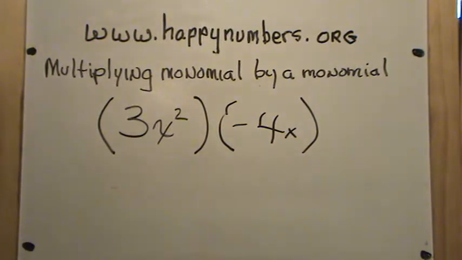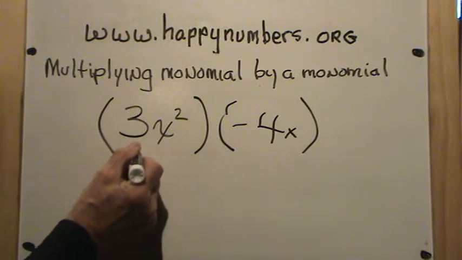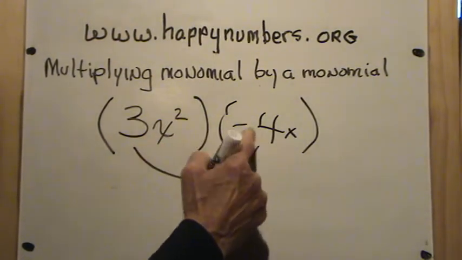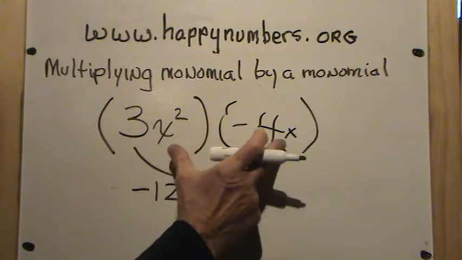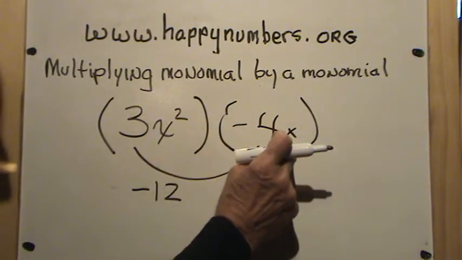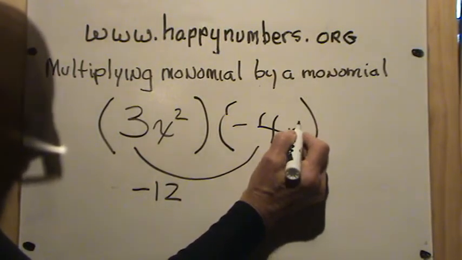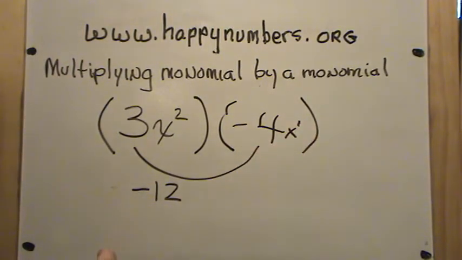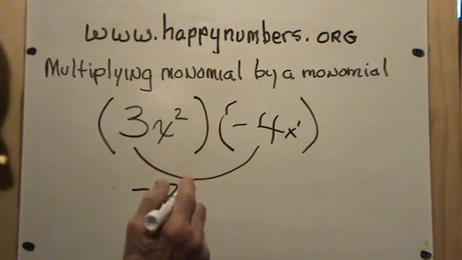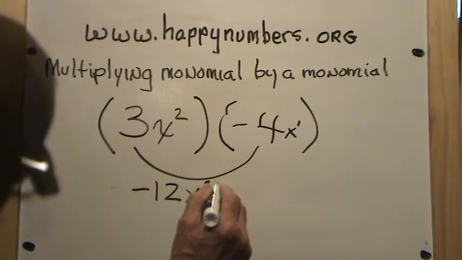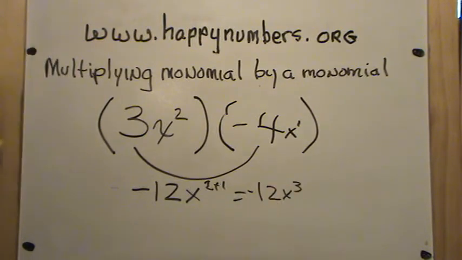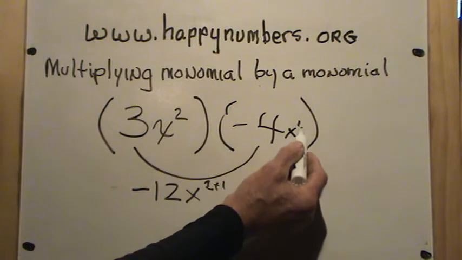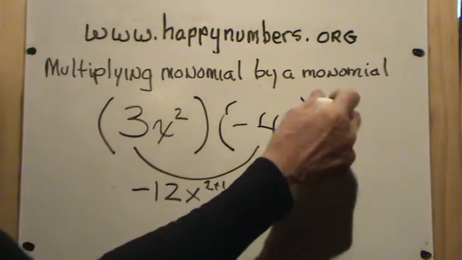Now, the rule for multiplying monomials is very simple. We multiply the coefficients. So 3 times negative 4 is negative 12. And we multiply the variables, x squared and x. Remember, this is x to the first power. We don't write that. So when we're multiplying, we add exponents. So this would be x to the 2 plus 1, which would give us negative 12x to the third. Now remember that this x is really x to the first power.